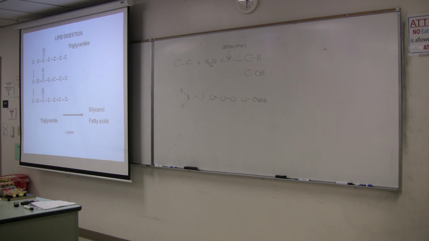What's being released that's going to turn it pink? You guys are tired. The answer's on the screen. Fatty acids. Okay. So as the lipase starts to release fatty acids, that is going to lower the pH, and it's going to change the color of that litmus powder from purple to pink. And that's how you know that digestion is occurring.